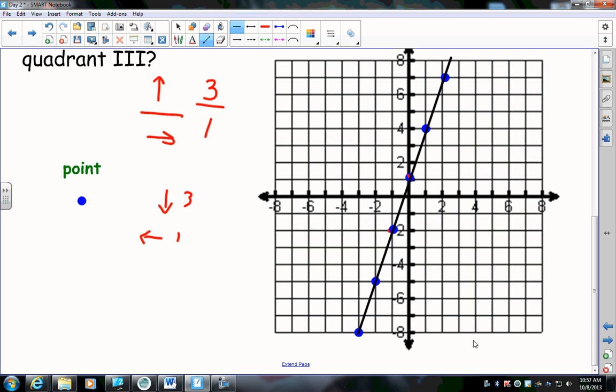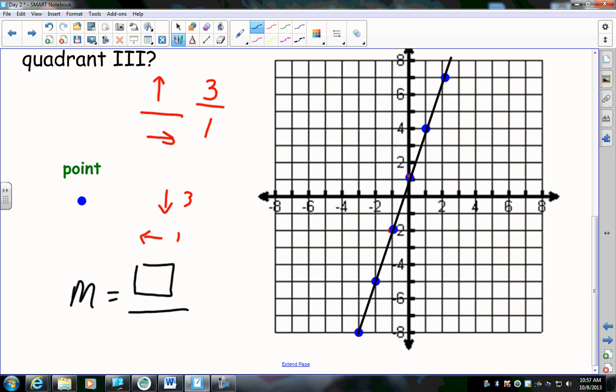Now, when it's asking you on your paper for your slope, they say m equals, and on your paper you have a box over a box. Remember, m means slope, and we are going up 3 and over 1. Well, 3 divided by 1 is what? 3. So my slope is 3.